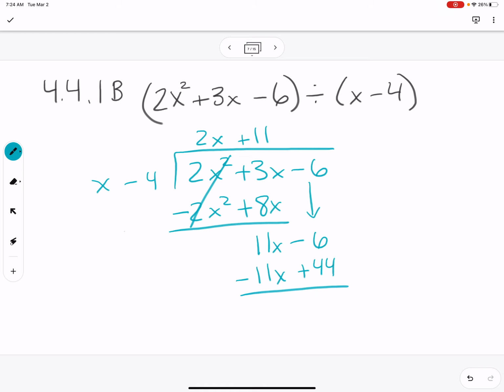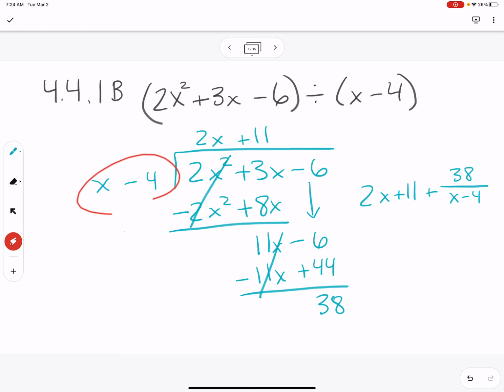And away we go, we're adding. Our 11x's do cancel out, however, this does not. So I now am left with 38. I have a remainder. Well, just like you did back in elementary school, if you have a remainder, you put this over this and add it to your answer. So our answer here would be 2x plus 11 plus 38 over x minus 4. I've just put my remainder over what I was dividing by and added it to my answer.